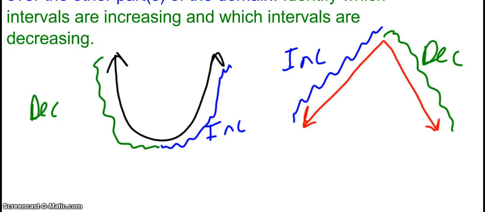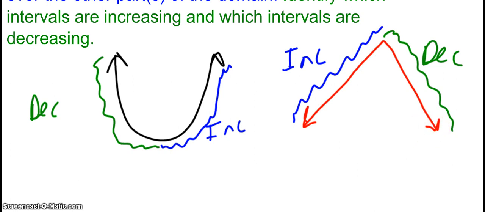Alright, so here I drew two different graphs, and maybe yours look different than this. So this one is supposed to look kind of like a parabola, and here on the left hand side it's decreasing, and then on the right hand side it's increasing. Here this is supposed to kind of look like an absolute value graph. On the left hand side it's increasing, and then on the right hand side it's decreasing.